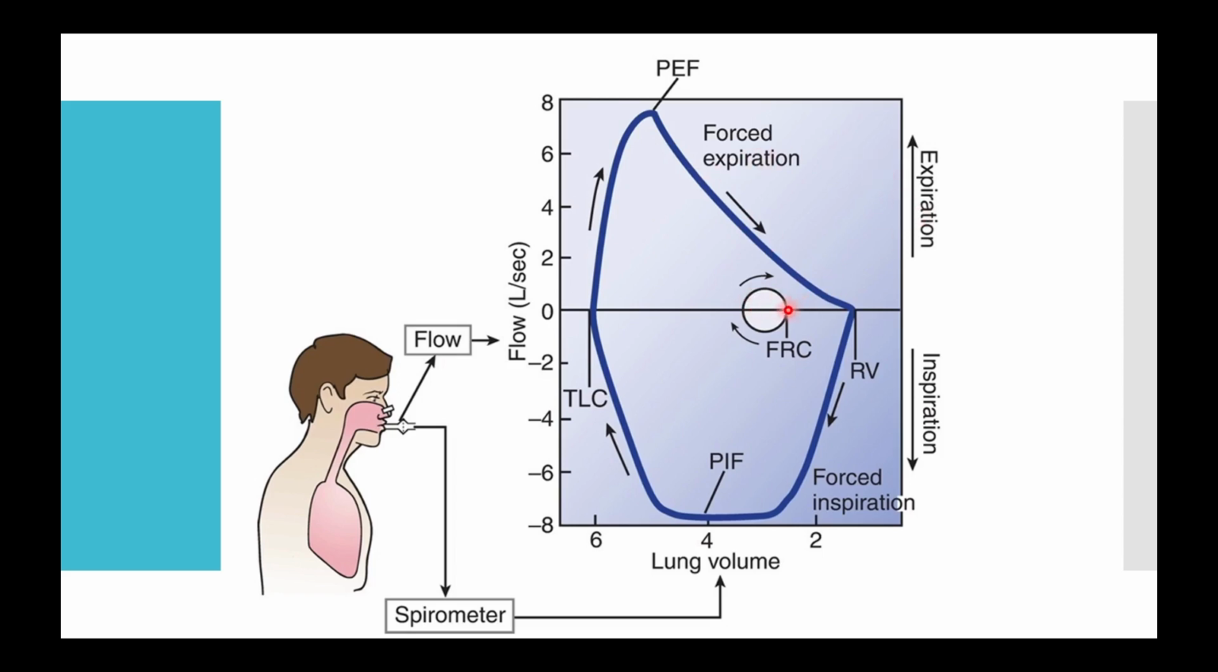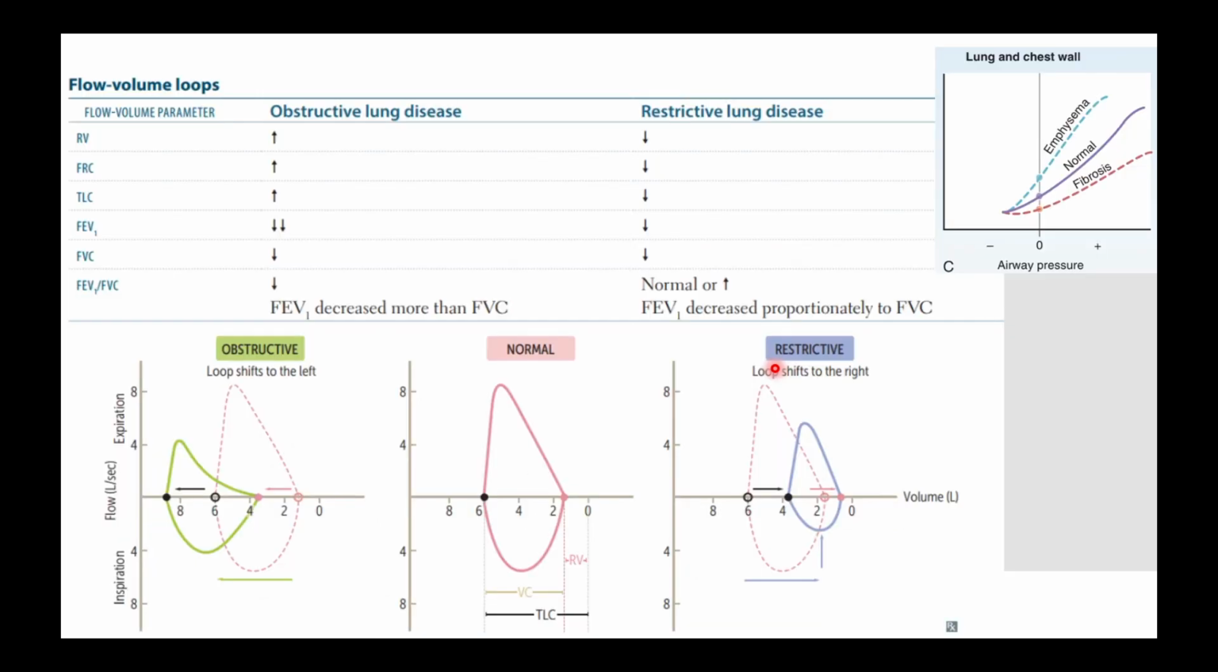And this circle is indicating the change of the flow volume curve, but in a normal tidal breathing rather than forced inspirations and expirations. Now moving on, we'll discuss what different pathologies have to do with this graph.